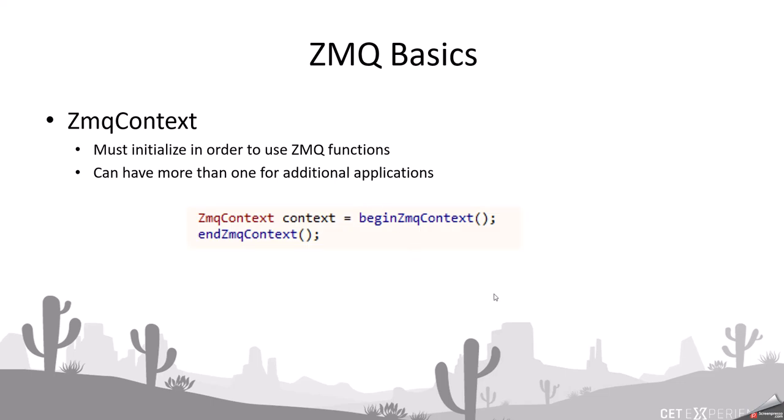And then here's a CM example of what that code would look like. You'd just begin your context, and then when you're done with it, you can end.